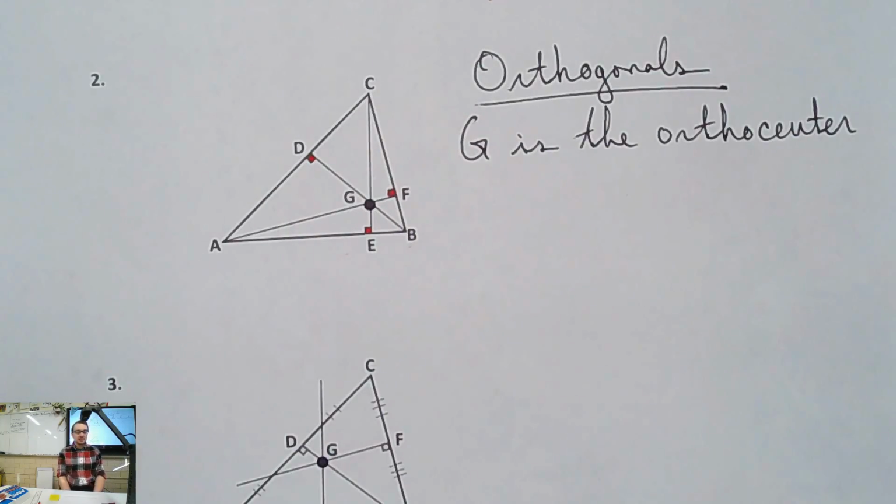Those are all the heights of the triangle. Now we're going to come back to its special properties, because the orthocenter is kind of weird. Kind of just like the regular orthodontist.